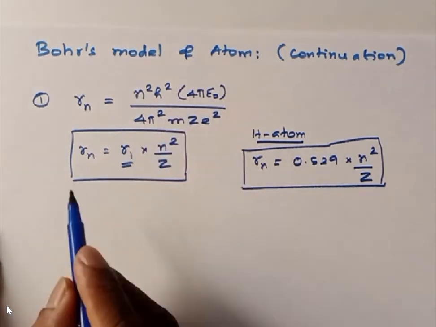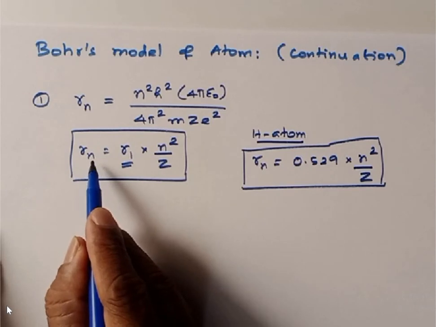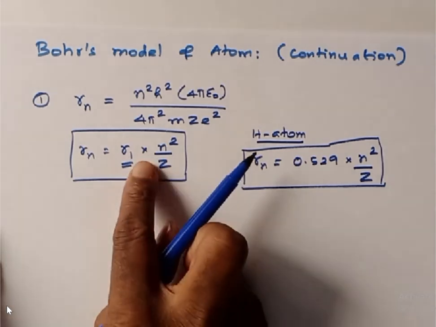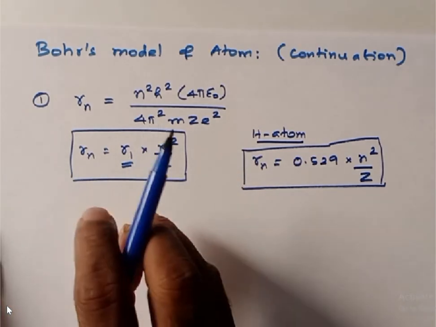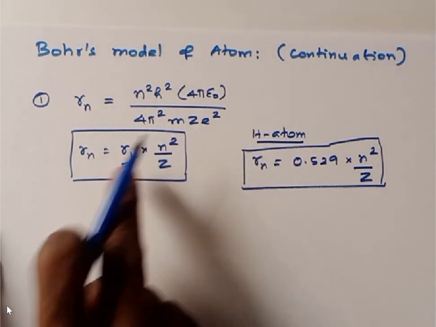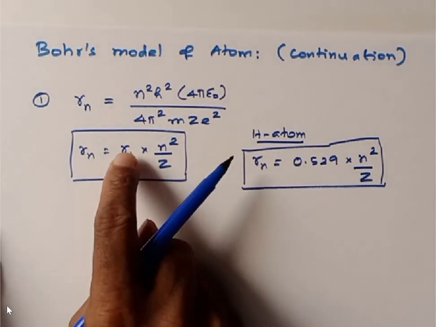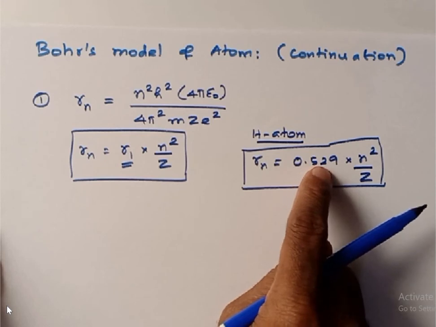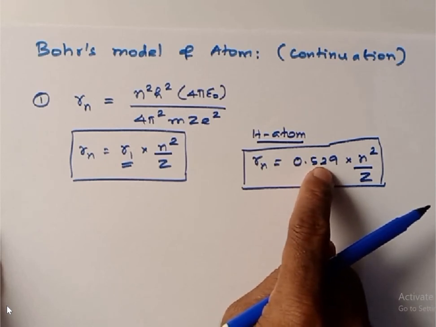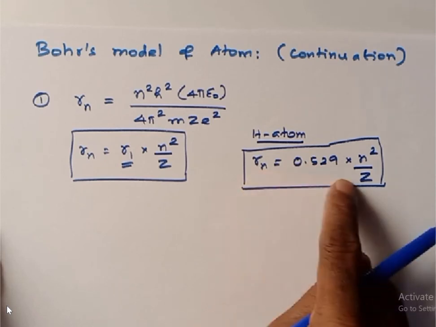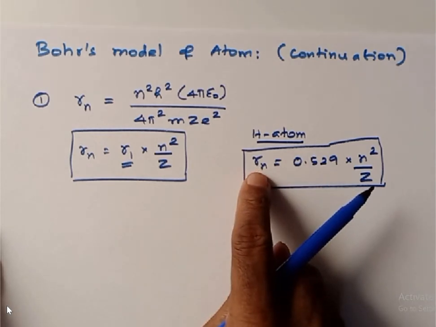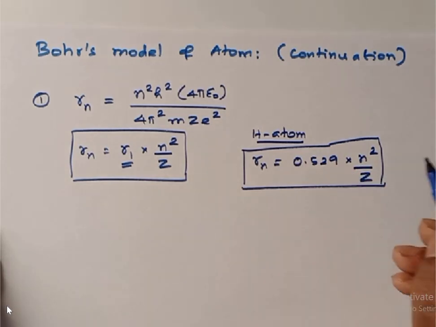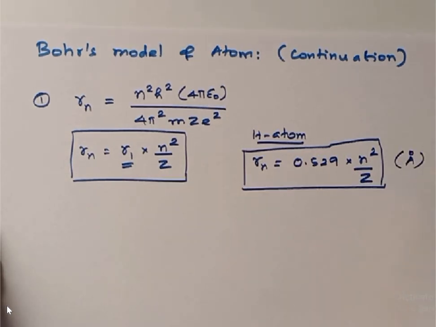So if you substitute those values, you will get the radius of the nth orbit equal to the radius of the first orbit into n square by z. This formula is applicable for hydrogen atom as well as hydrogen-like ions. For hydrogen atom, the radius of the first orbit was found to be 0.529, which is called the Bohr radius. The formula becomes Rn equal to 0.529 into n square by z. You will get the answer in angstrom units.